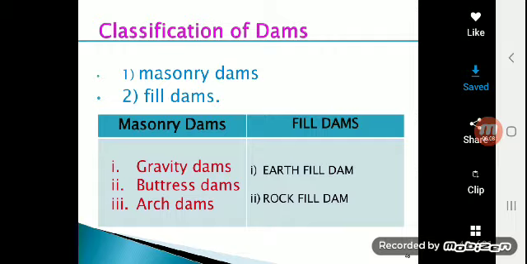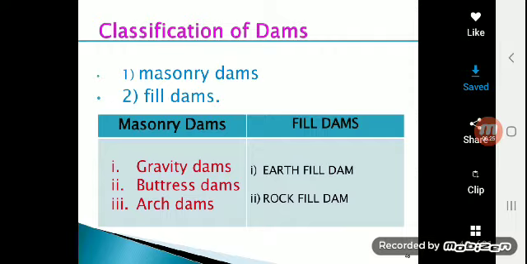So this is just a continuation of the topic, which was hydel power plants. One of the topics is classification of dams. There are basically two types of dams. One is the masonry dams. Second is the fill dams.